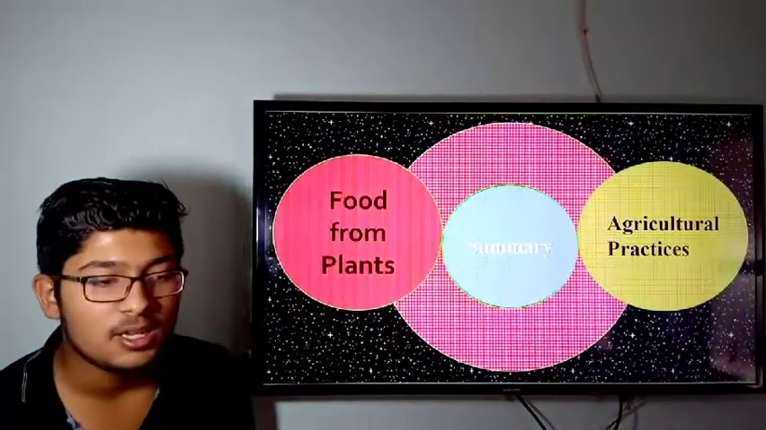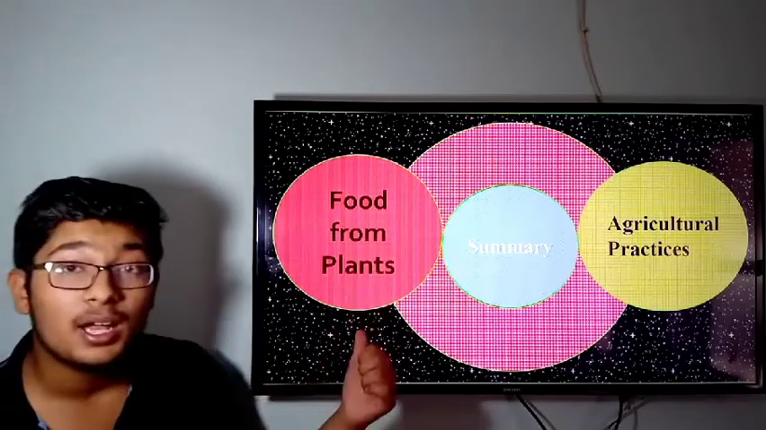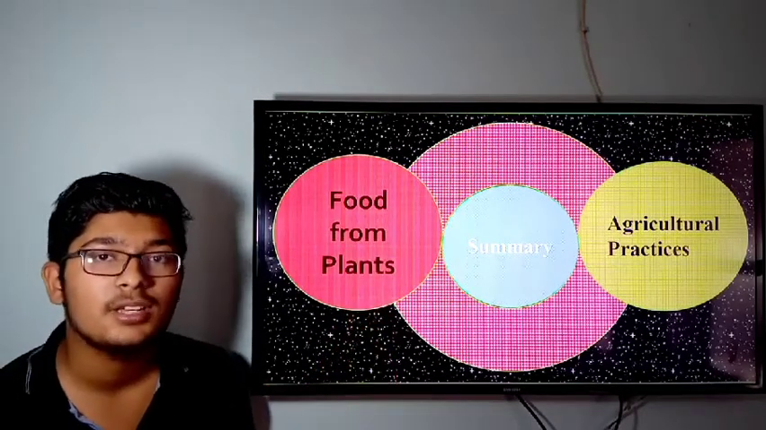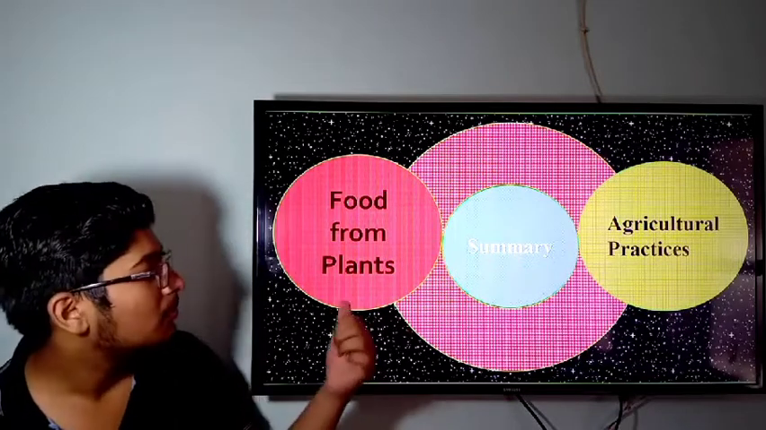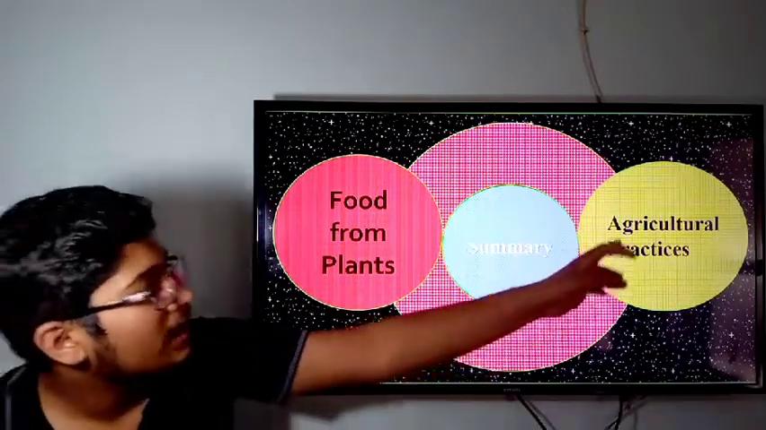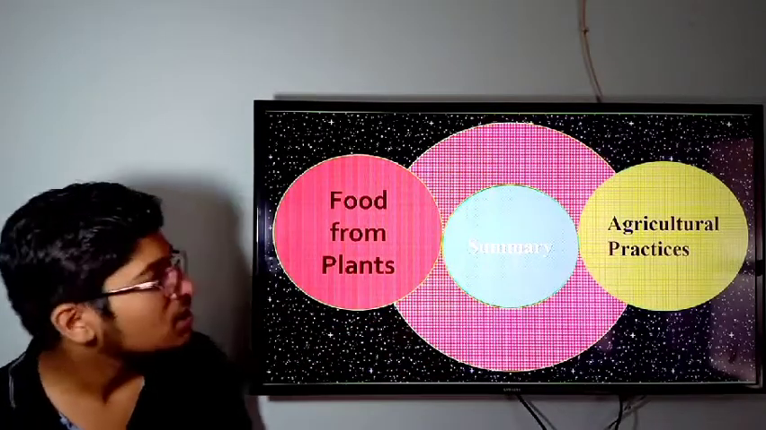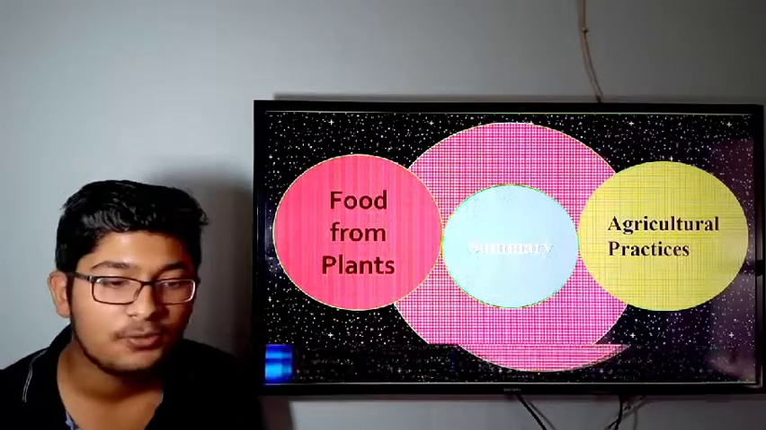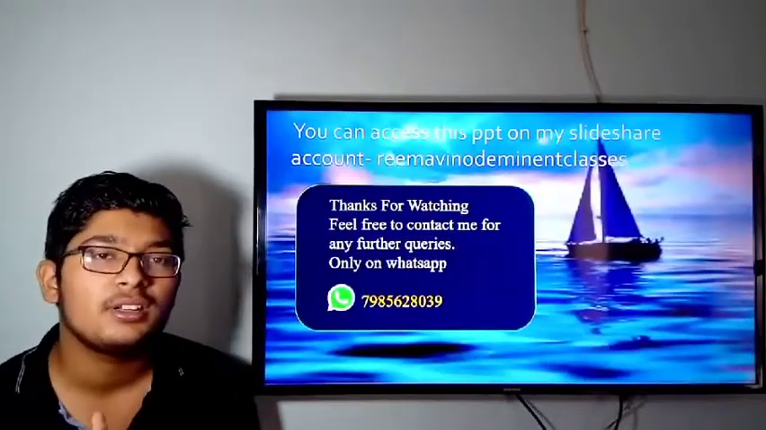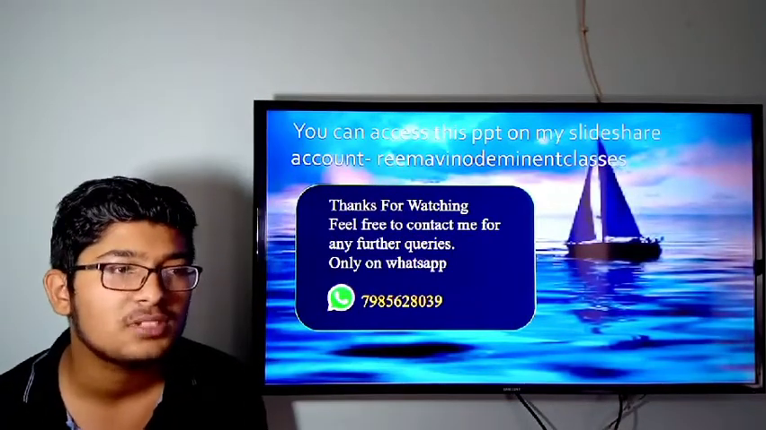So let's sum up the topic. What we have discussed is food from plants, the crops and things we get from plants, and agricultural practices from soil preparation to harvesting and storage. This we have discussed till now. Thank you friends, and in the next video I will be bringing you increasing crop yield and the other topics which we need to discuss.